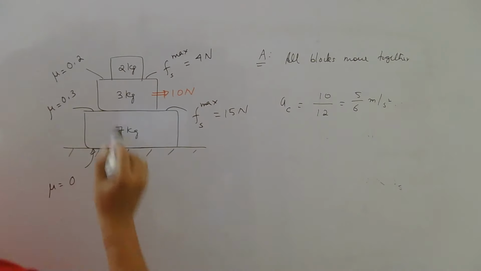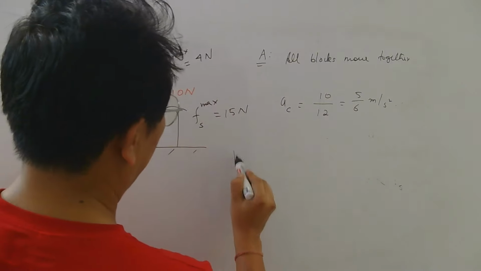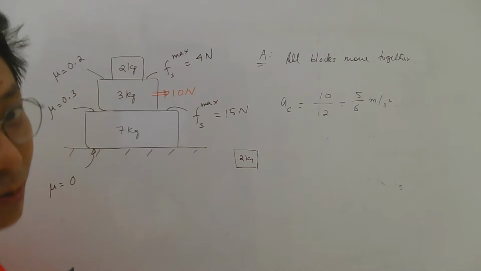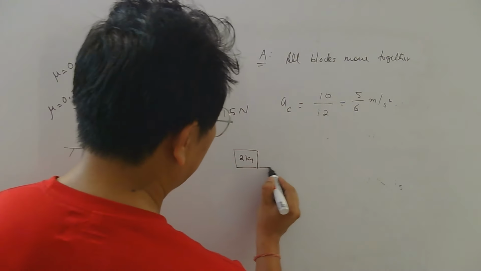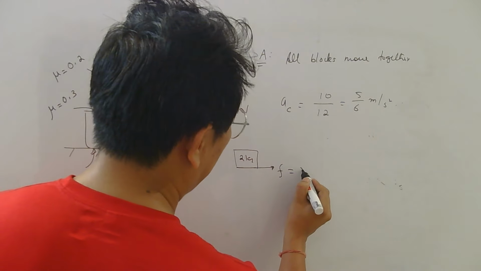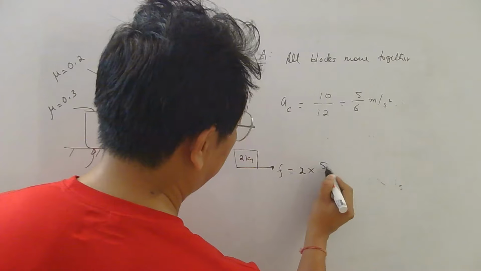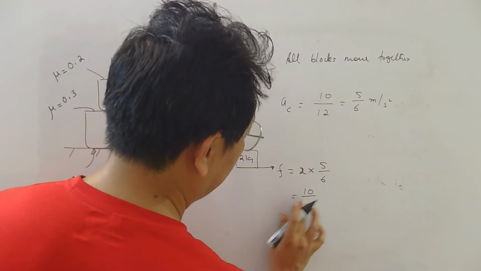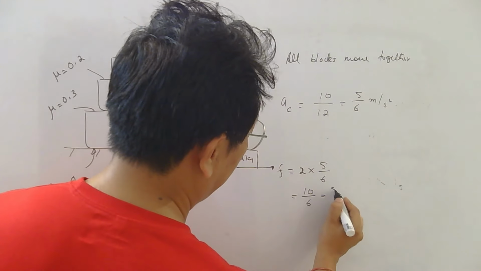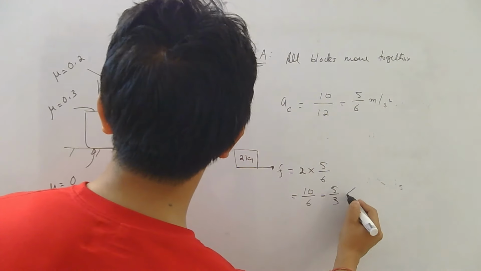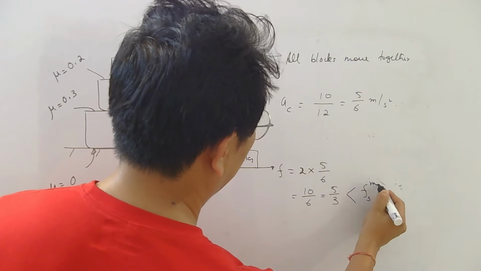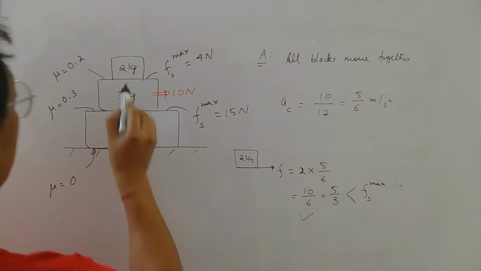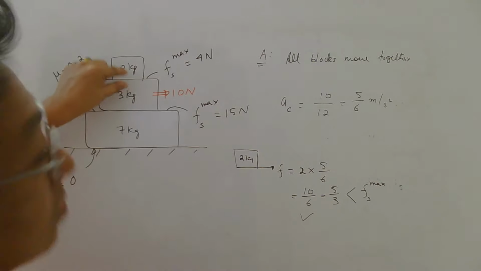Now who will provide this acceleration to this 2 kg block? This 10 Newton is not acting on the 2 kg block, right? So the friction only has to provide it. So that will be, mass is 2, acceleration is 5 by 6, 10 by 6, isn't it? Which is 5 by 3, 1 point something, which is less than 4 Newton maximum static friction. So this is possible. So it is possible that these two move together.